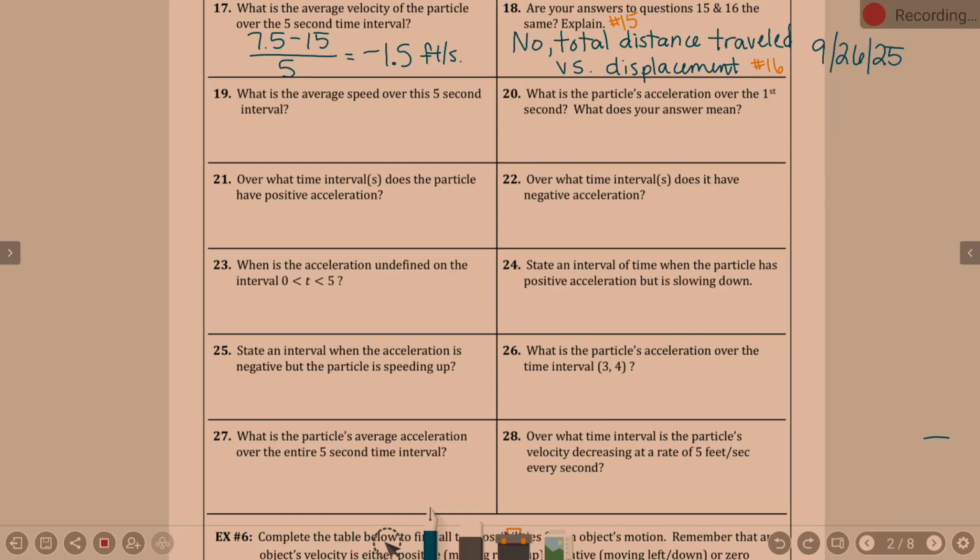Then I don't think I can agree. I can't agree with that. Average speed is going to have to be used, so we need all the distance traveled divided by that time. The whole distance traveled was the 22.5 divided over that 5-second interval. And so that works out to be 4.5 feet per second.